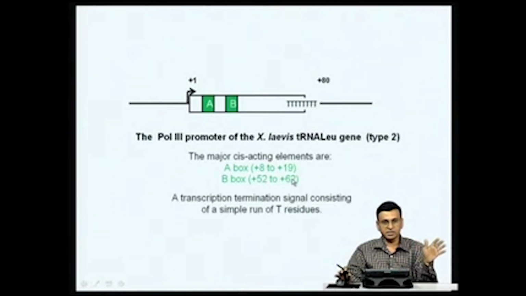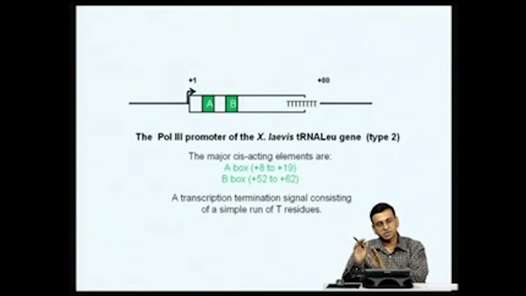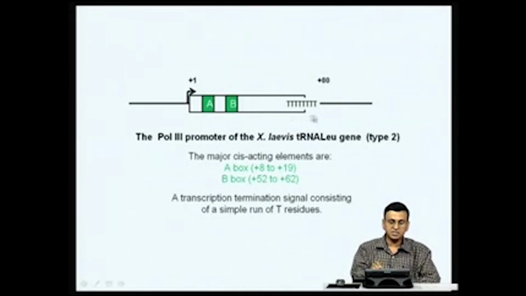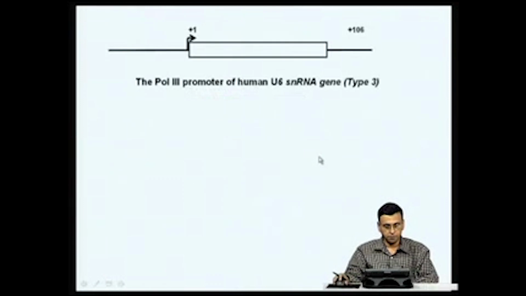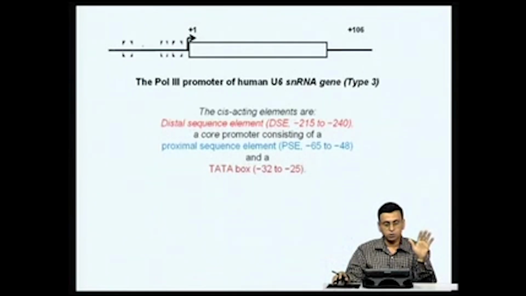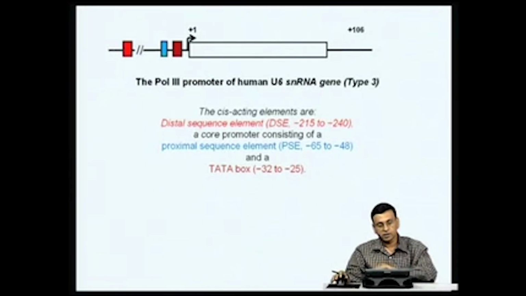As observed in the type 1 or 5S rRNA promoter, even here transcription termination is dictated by a series of T residues, which act as a transcription termination signal in the type 2 promoters as well. When you come to the Pol III promoter of the human U6 snRNA gene, remember it is a type 3, extragenic promoter where all the cis-acting elements are present towards the 5' end, before the transcription start site, whereas in the other two promoters we discussed so far, the promoters are internal.